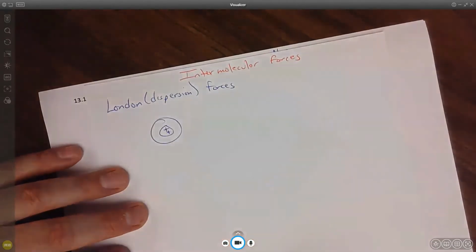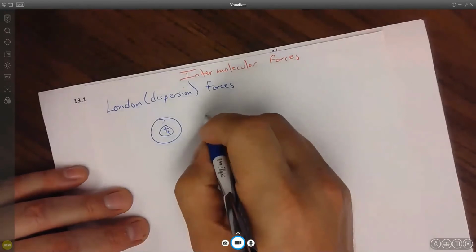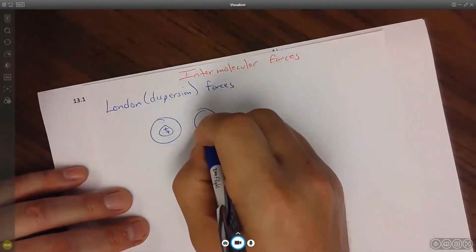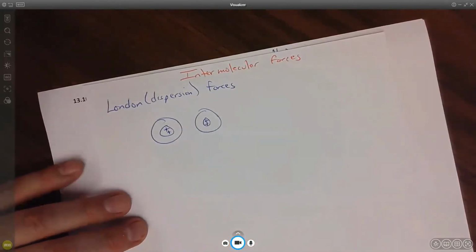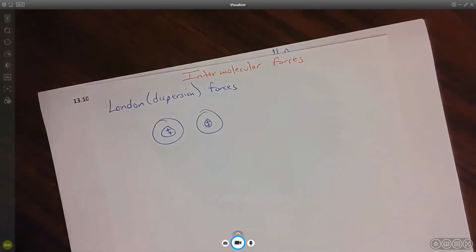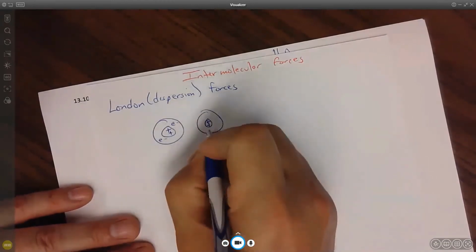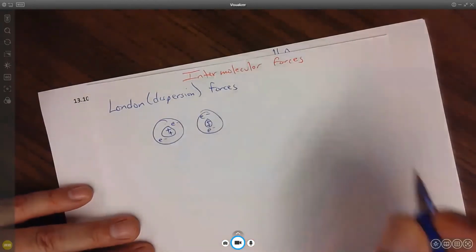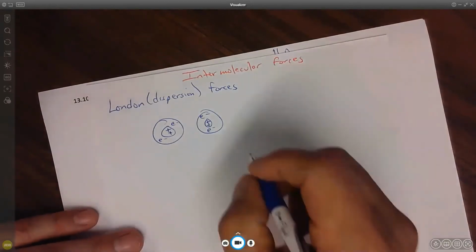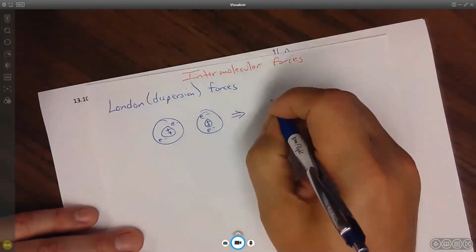So there's our nucleus that has 2 protons in it. Here's another helium atom. It has 2 protons in it. And again, this could represent a whole molecule. Molecules have nuclei with protons, and then they're surrounded by electrons. Okay, so these electrons are just randomly moving all around the atom.